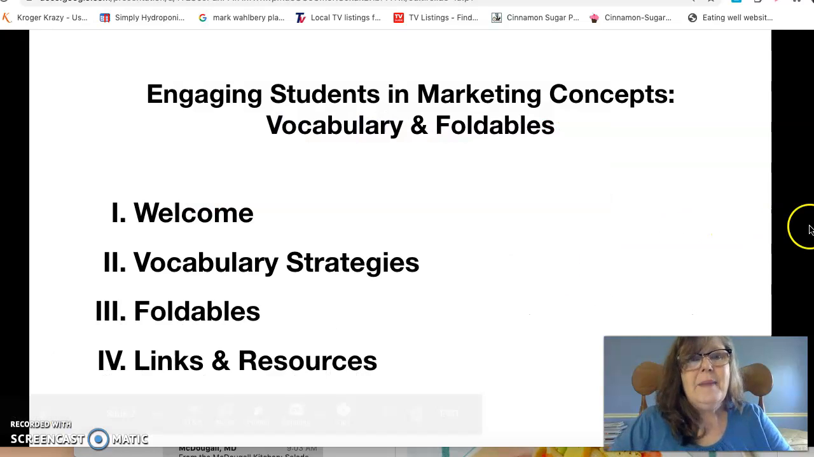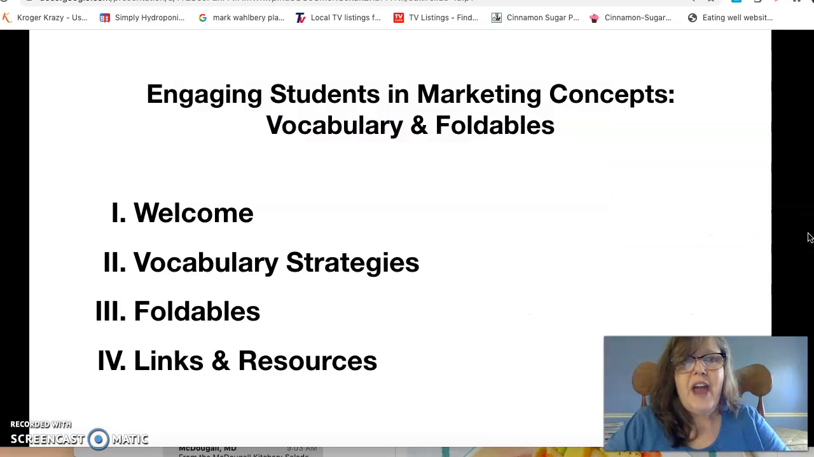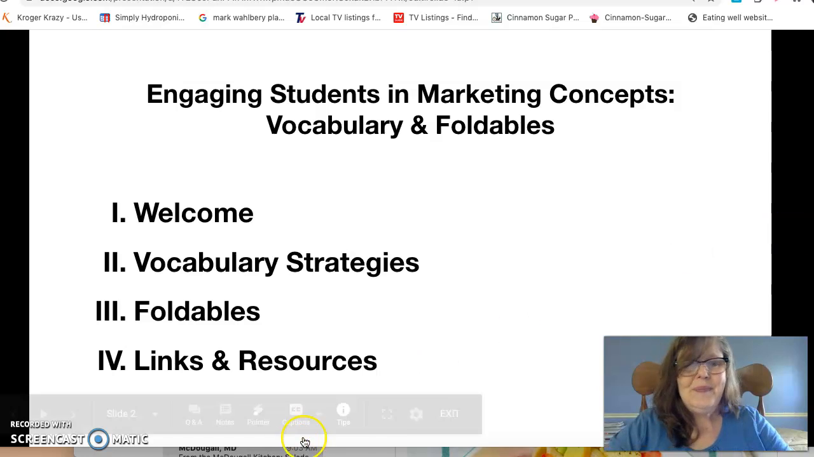All right, so today we're going to be talking a little bit about vocabulary strategies, foldables, and then I've also provided at the end of this PowerPoint links and resources for you to be able to start working on ways to incorporate some of these strategies into your classroom. I hope you enjoy.